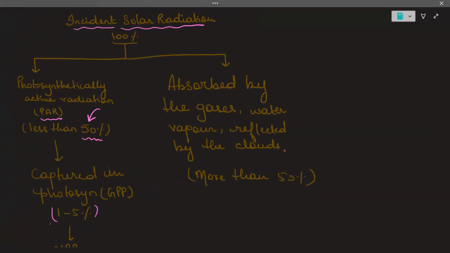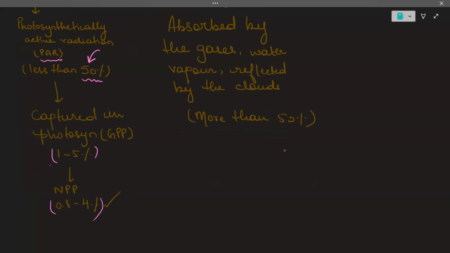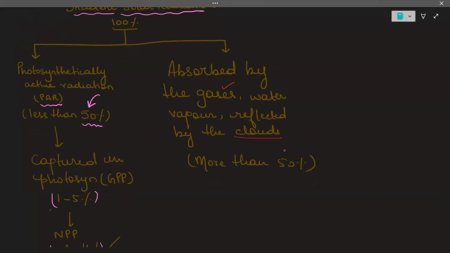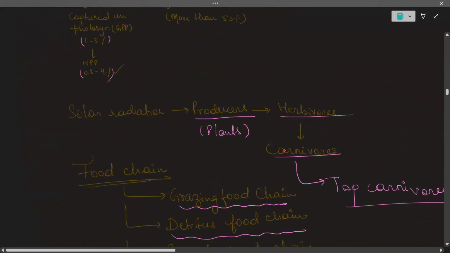When 100% of the solar energy is sent to the Earth, out of that, less than 15% is the photosynthetically active radiation. And from that 50%, only 1 to 5% is used for photosynthesis. The rest is absorbed by the gases, water vapor, and reflected by the clouds. So only 50% of the total available sunlight, and out of that, only 1% is used for photosynthesis. Clear?